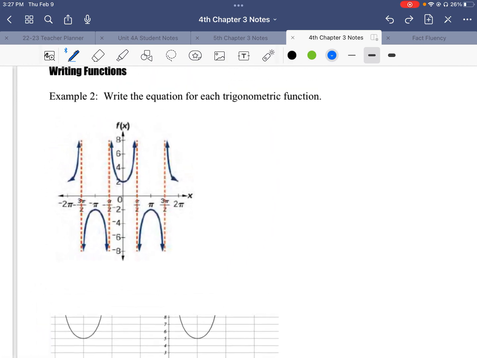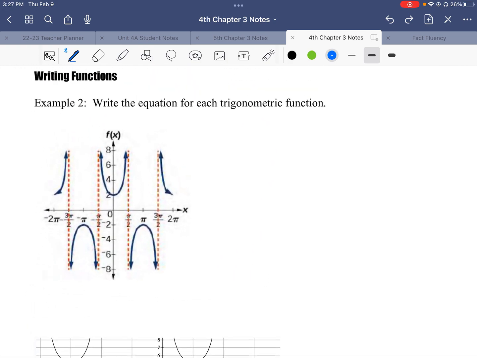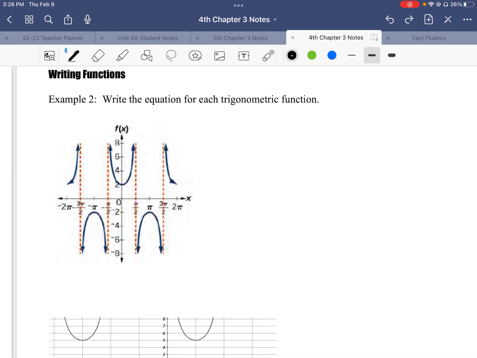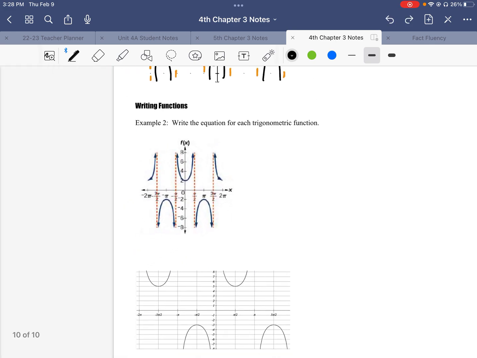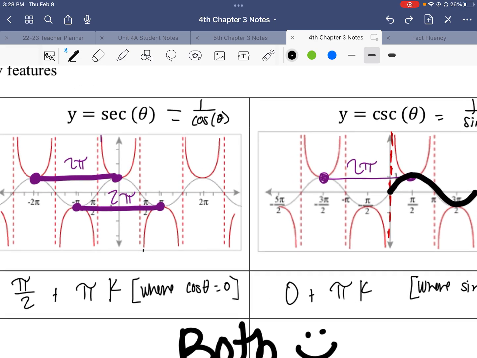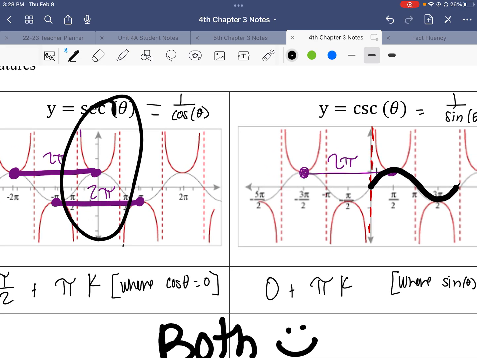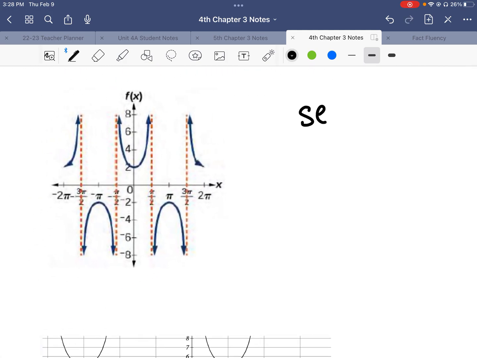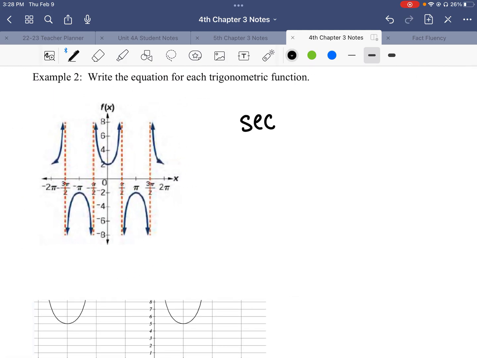Okay. So the next one, how are we going to write the equation? So the first thing I'm going to look at is the secant or cosecant. Okay, so this one is in the middle of an arc at 0. So that may help us know what to do with it. So the middle of an arc at 0 is, of course, secant over here. Okay, so we're pretty sure this one's secant. And then we got to figure out some things. So some things you need to note.